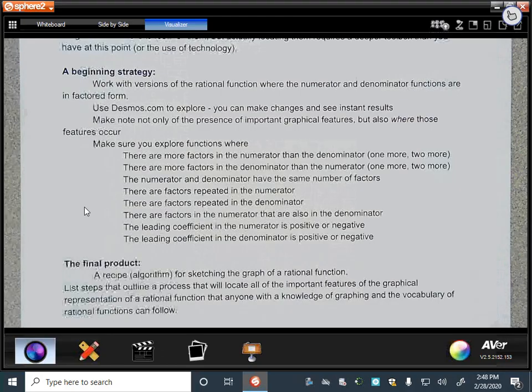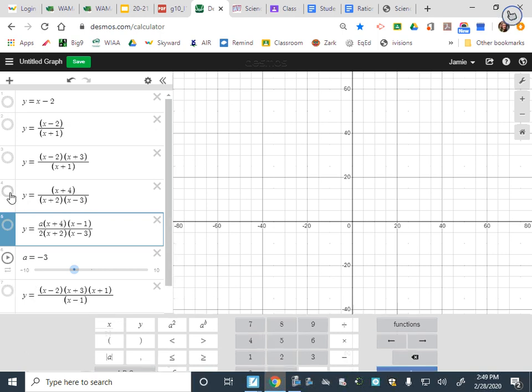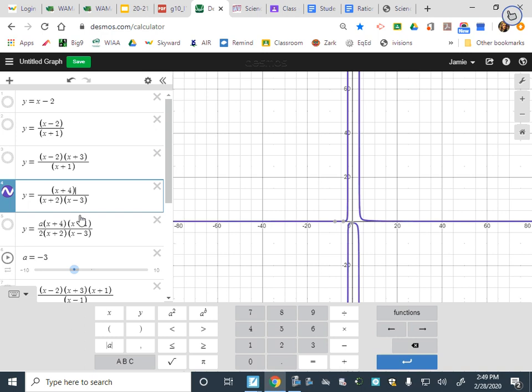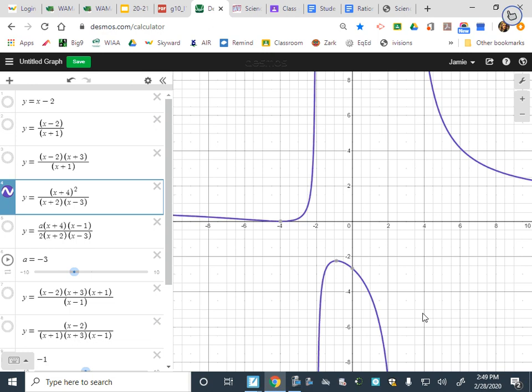All right, if we jump back to our list, we tried where there are more factors in the numerator than the denominator. We tried where there are more factors in the denominator than the numerator. We had where the numerator and denominator have the same number of factors. We haven't repeated a factor in the numerator. Let's take a look at what that looks like. So repeating the factor in the numerator, if I went back to this one right here, if I wanted to repeat the x plus 4, I could just square it. That means x plus 4 twice, right? And what happens here?